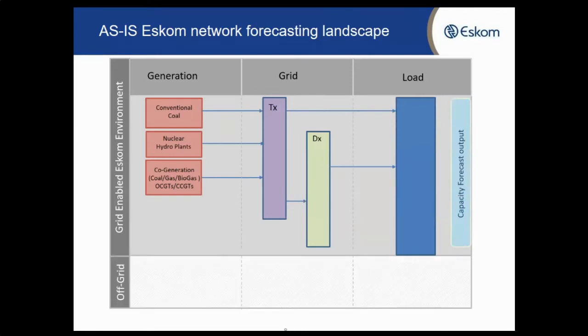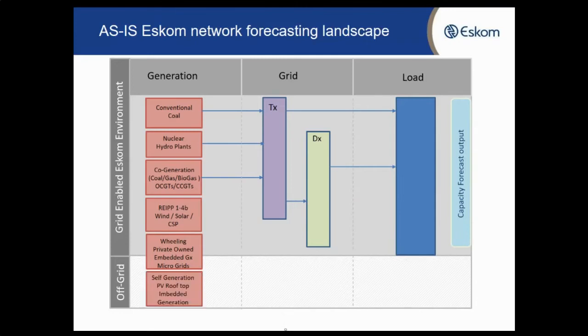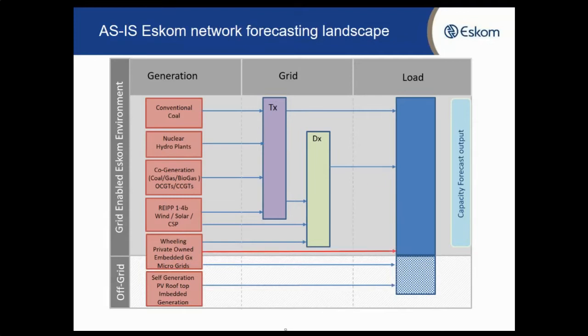However, we now have an additional landscape which is formed by the off-grid solutions. So this is where we have got our own embedded generation and microgrids, as well as self-generation PV, rooftop embedded generation, and other additional sources. So these are also transmitted to service load. Some of it can be used to transmit through the grid, and some of it is actually servicing the load directly. However, some of them actually feed directly into the load, but as soon as there is an excess of what the load needs, it can actually feed back into the grid.